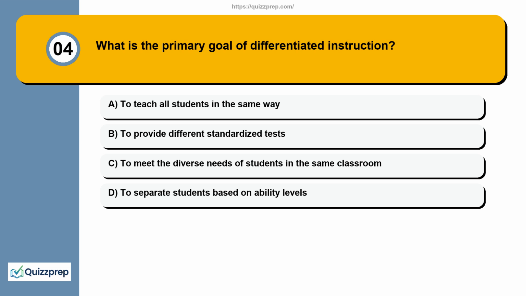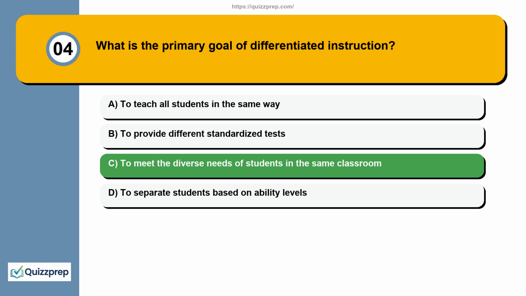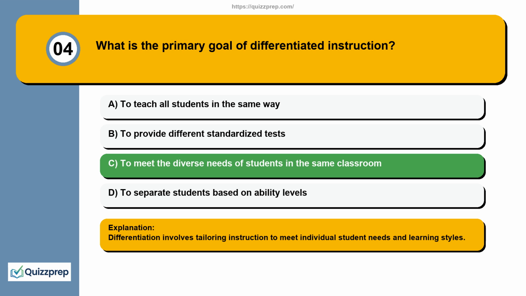Question 4. What is the primary goal of differentiated instruction? Here are your options. Option A, to teach all students in the same way. Option B, to provide different standardized tests. Option C, to meet the diverse needs of students in the same classroom. Option D, to separate students based on ability levels. The correct answer is option C, to meet the diverse needs of students in the same classroom. Explanation. Differentiation involves tailoring instruction to meet individual student needs and learning styles.